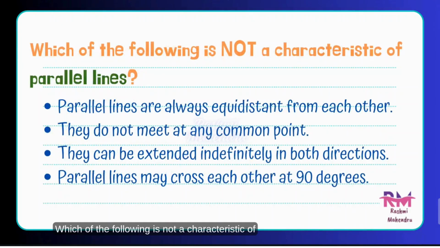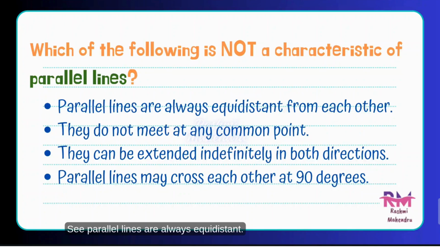Which of the following is not a characteristic of parallel lines? Parallel lines are always equidistant from each other. They do not meet at any common point. They can be extended indefinitely in both directions. Parallel lines may cross each other at 90 degrees. So what's your answer?